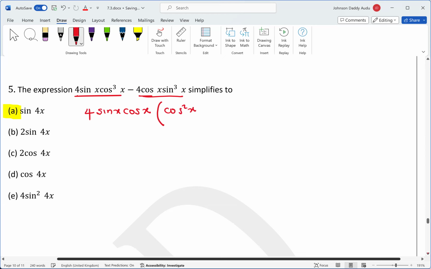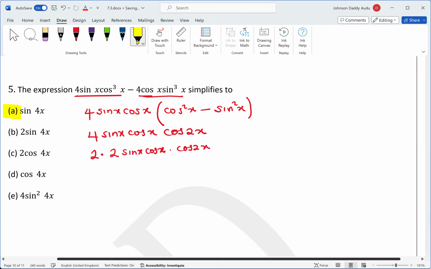cosine squared x minus sine squared x, right? So what is this one? This is 4 sine x cosine x, and this bracket is nothing but cosine 2x. This is a double angle for cosine 2x. But this one also, we can write as 2 multiplied by 2 sine x cosine x, then times cosine 2x.